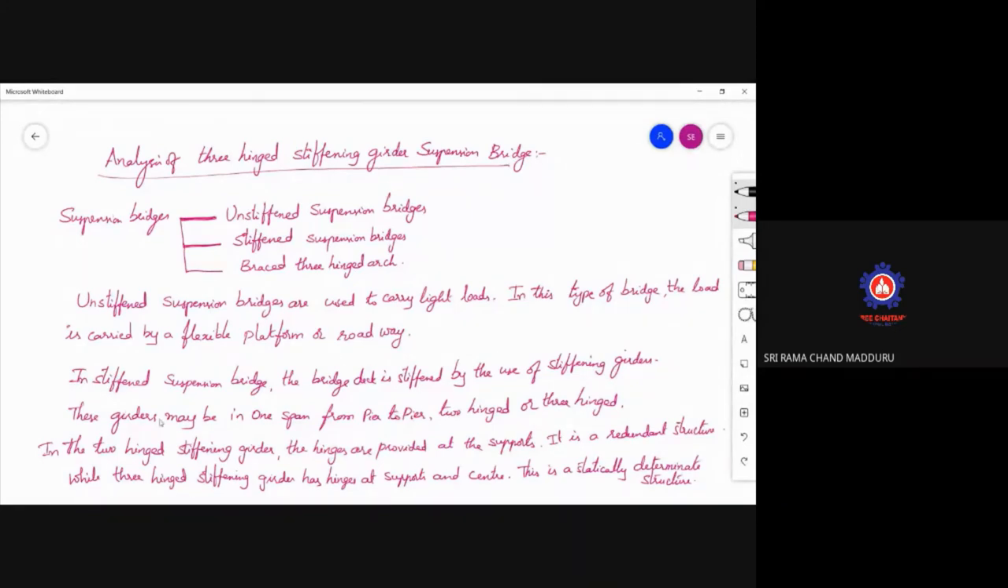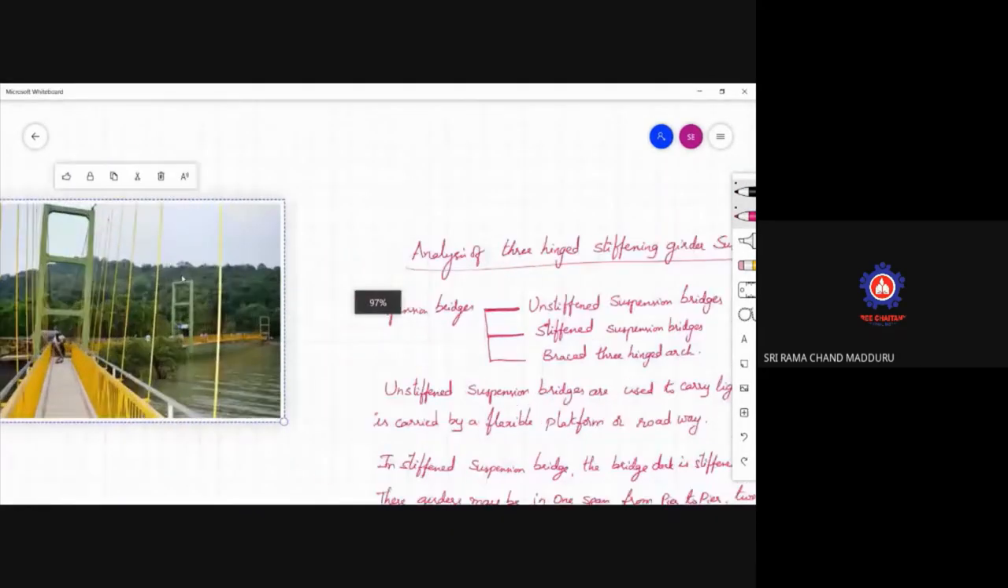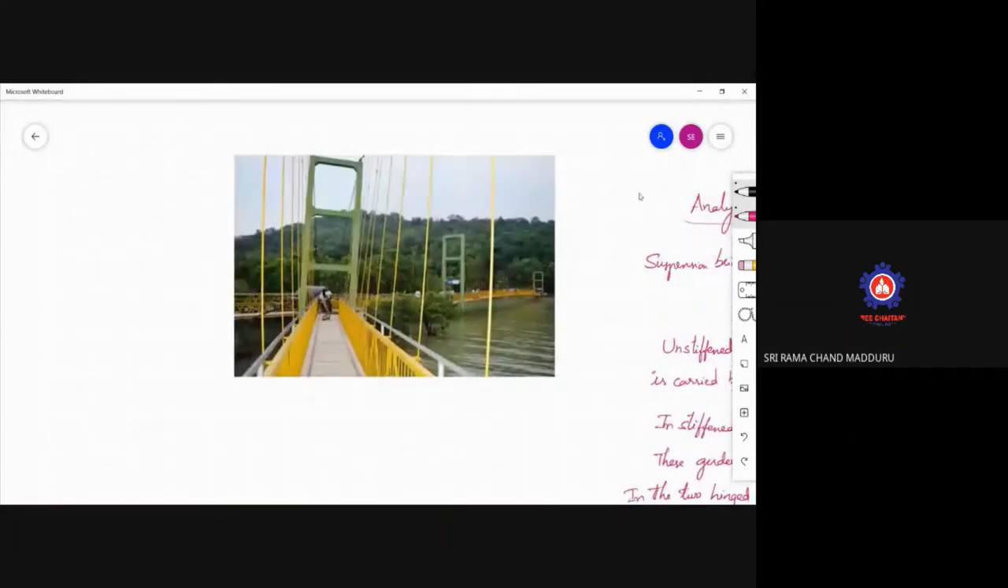So why are we going for stiffening suspension bridges rather than unstiffened? In unstiffened suspension bridges, due to the application of loading, there is a change in the shape of the bridge, and this alteration causes a lot of deformations and oscillations. Now see, I will just open once again the unstiffened suspension bridge. Here, this is not stiffened, so due to the application of loading there is a deformation in the deck.